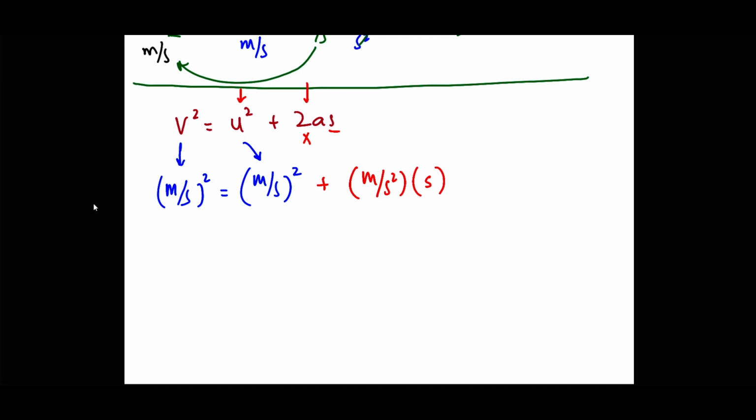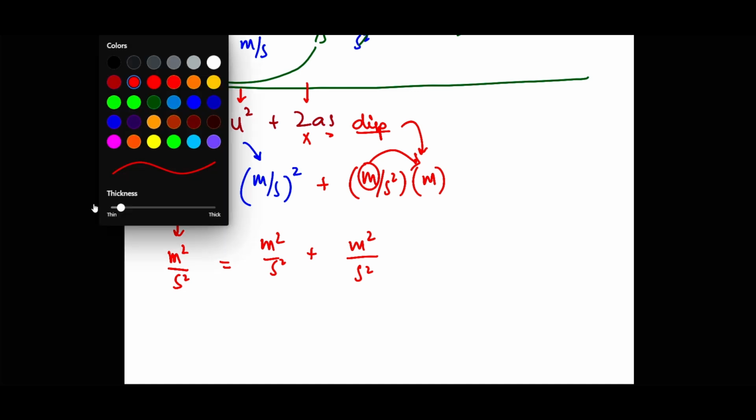Sorry, S is basically time. Sorry, it's displacement. S is displacement. So that will be represented as meters. Now we can see that this becomes meter square divided by second square equals meter square divided by second square plus meter square. Again, meter multiplied by meter gives me meter square, and second square actually already was present over there.